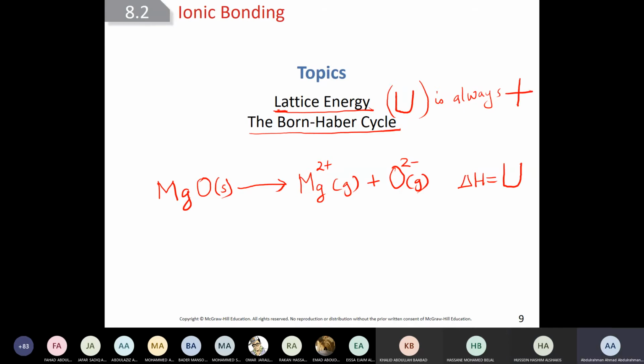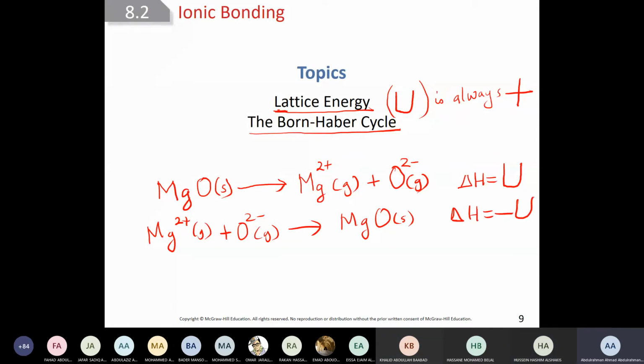Always. Very good. Now, tell me what's the energy required for this reaction? Mg2+ gas plus O2- gas to make MgO solid. What's delta H for this reaction? Minus U. Excellent. You have to keep this in mind. The U is not negative, it's always positive. But here we put the minus because we reverse the reaction.